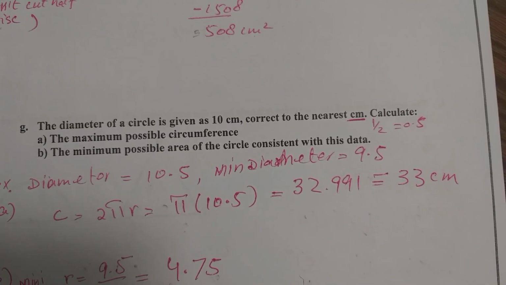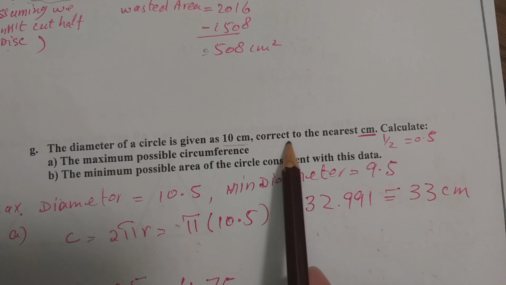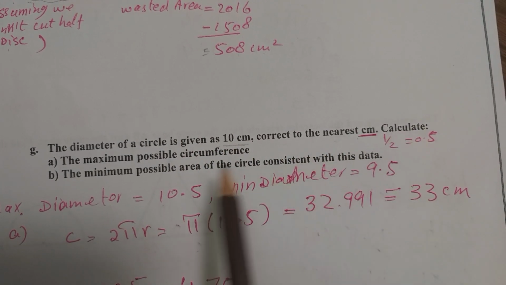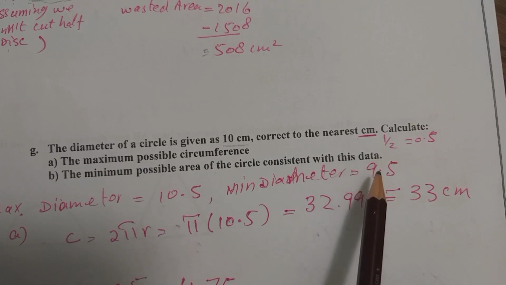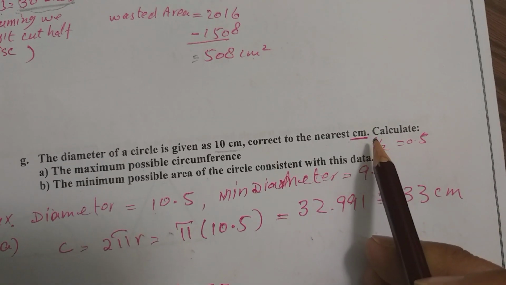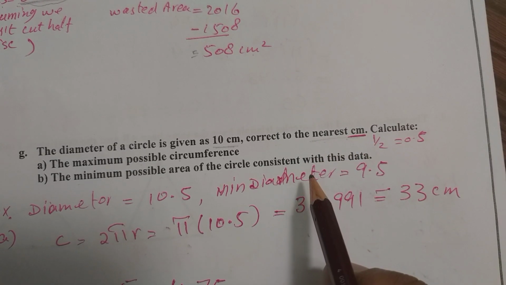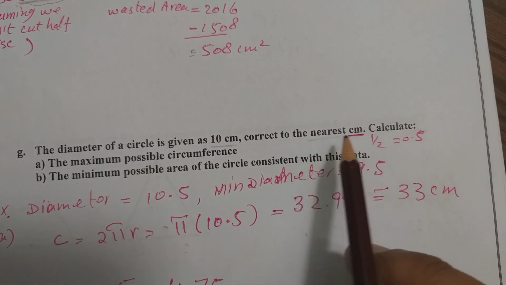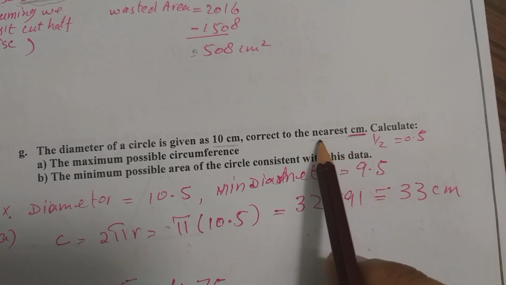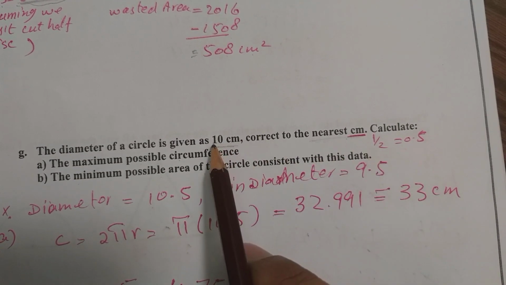Okay, in the G part, page number 6, we are given the diameter of a circle as 10 centimeters, correct to the nearest centimeter. Calculate the maximum possible circumference and minimum possible area of the circle consistent with this data. If you remember, we covered rounding to the nearest value in the first chapter, in the David Rayner book. Whatever the nearest figure is, we take half of it, subtract it to get the lower bound, and add it to get the upper bound.